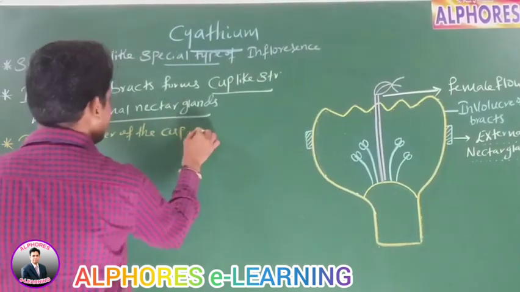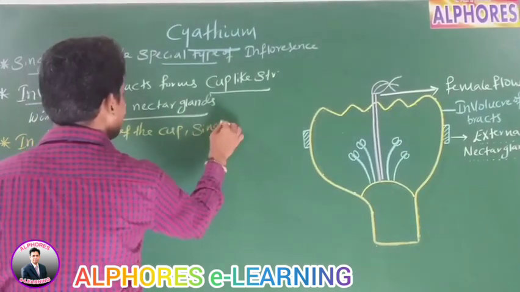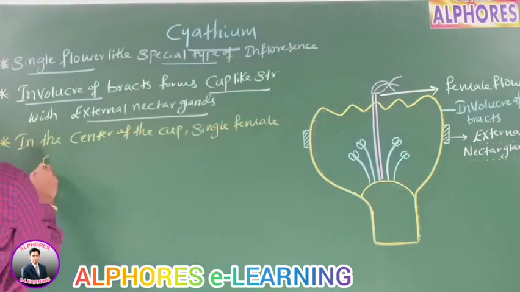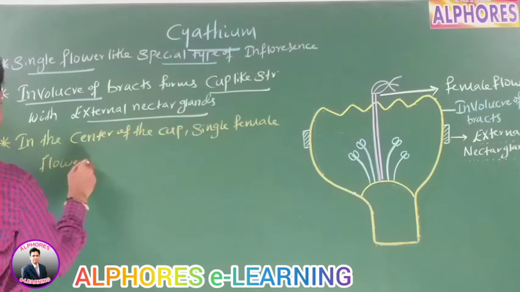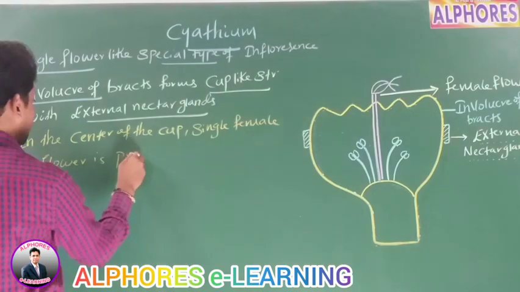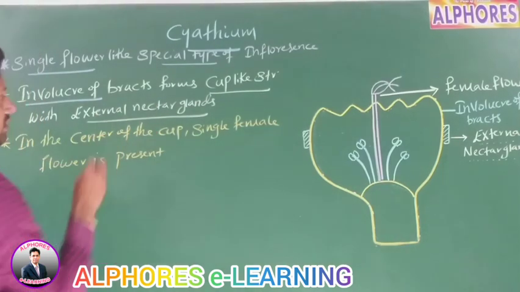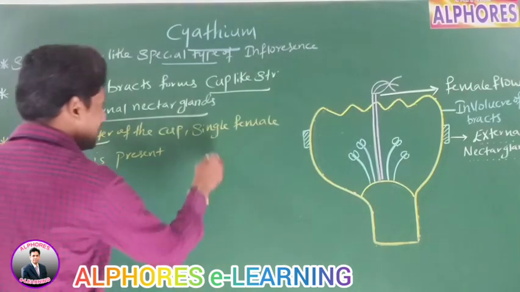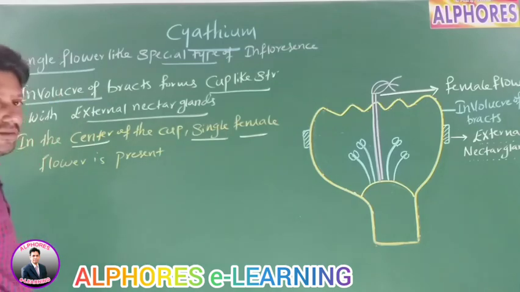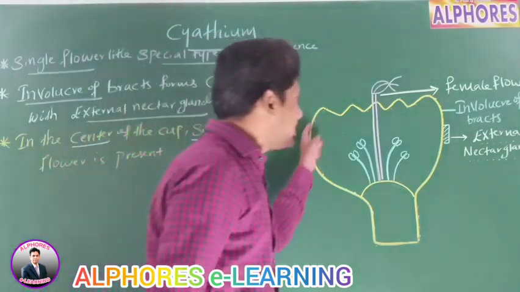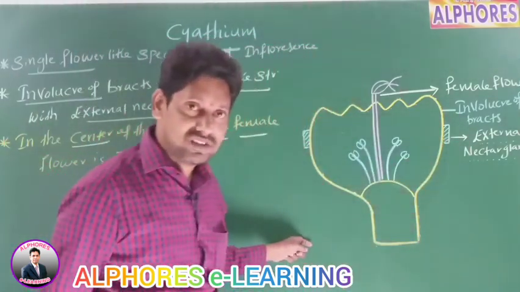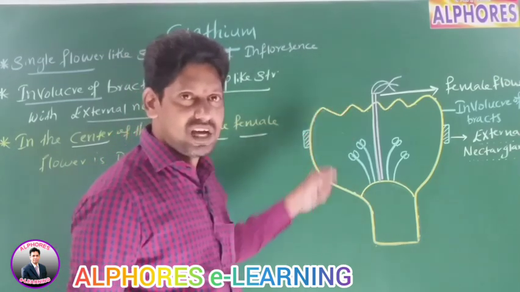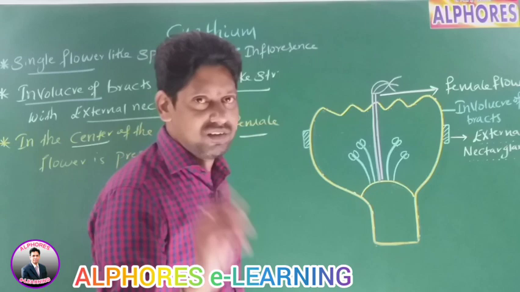In the center of the cup, a single female flower is present. Now see this diagram. This is a cyathium inflorescence. In this cyathium inflorescence, how many female flowers are present? Only one female flower is present.